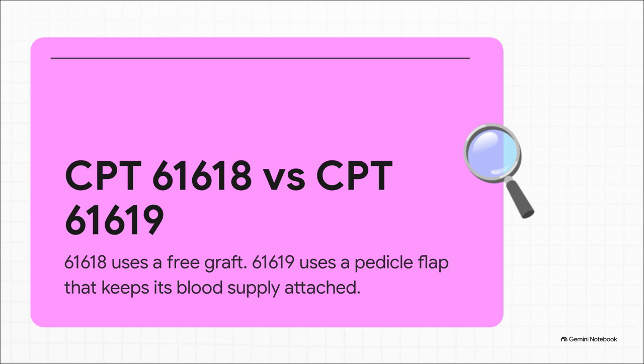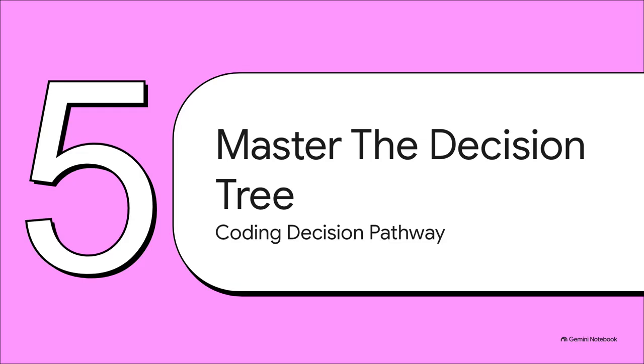But if they use a vascularized pedicle flap, where the tissue is rotated into place but its original blood vessels stay attached to help it heal, you assign the higher valued CPT 61619. Let's bring it all together. Section 5. Master the decision tree. We're going to synthesize this entire journey into a foolproof, repeatable algorithm.